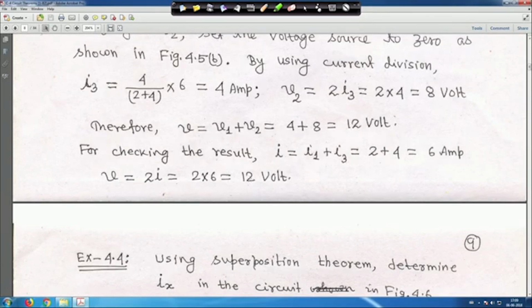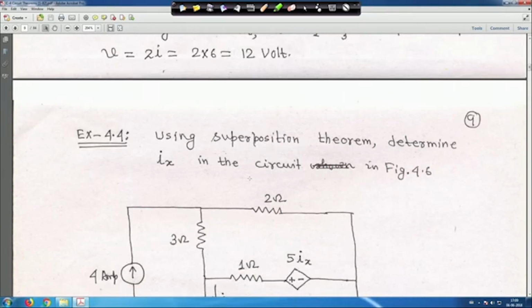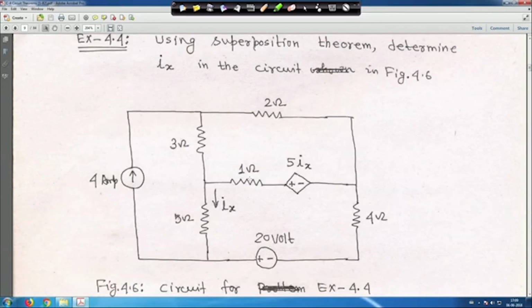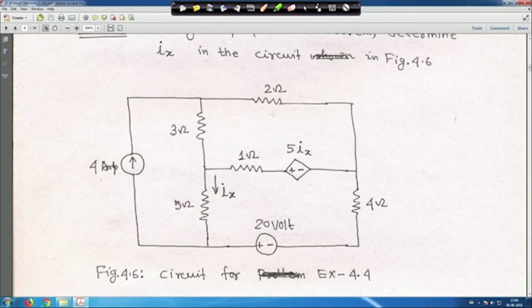Right, superposition theorem and as a whole, if you solve the circuit. Now, next one is: using superposition theorem, determine Ix in the circuit in figure 4. So, in this case you have to find out what Ix is using the superposition theorem. That means you have to find Ix, and one dependent voltage source is there, 5 into Ix.